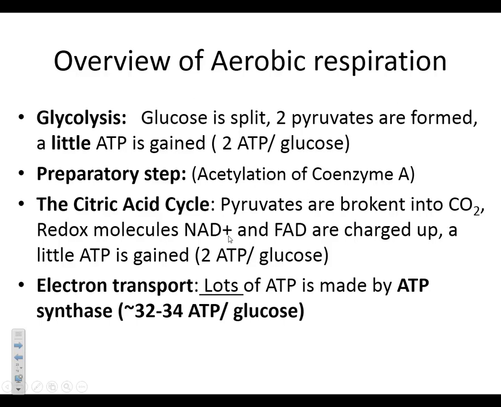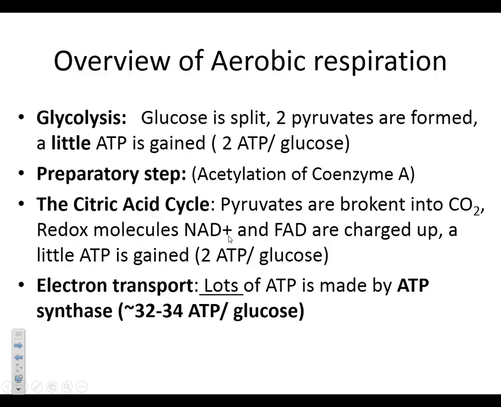Citric acid cycle: pyruvates are broken into CO2. Redox molecules like NAD+ are charged up. We're not going to talk too much about redox molecules. A little ATP is gained, 2 ATP per glucose in the citric acid cycle. And then the electron transport chain: lots of ATP is made by ATP synthase.